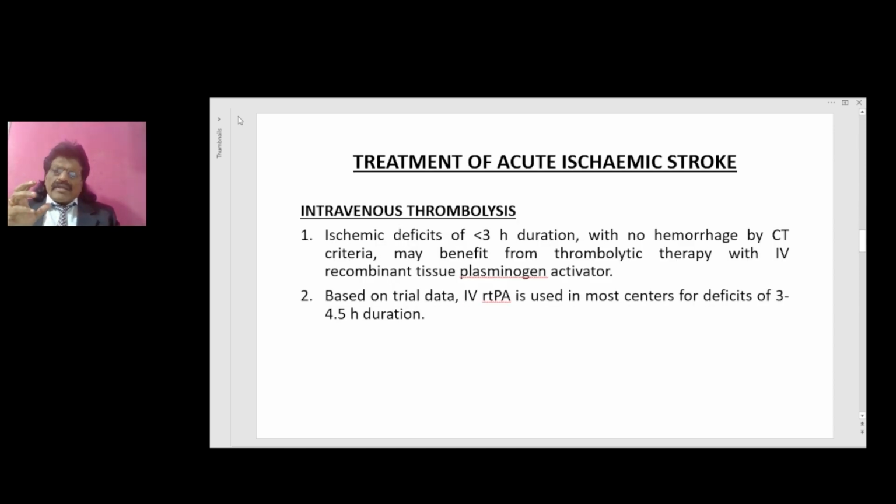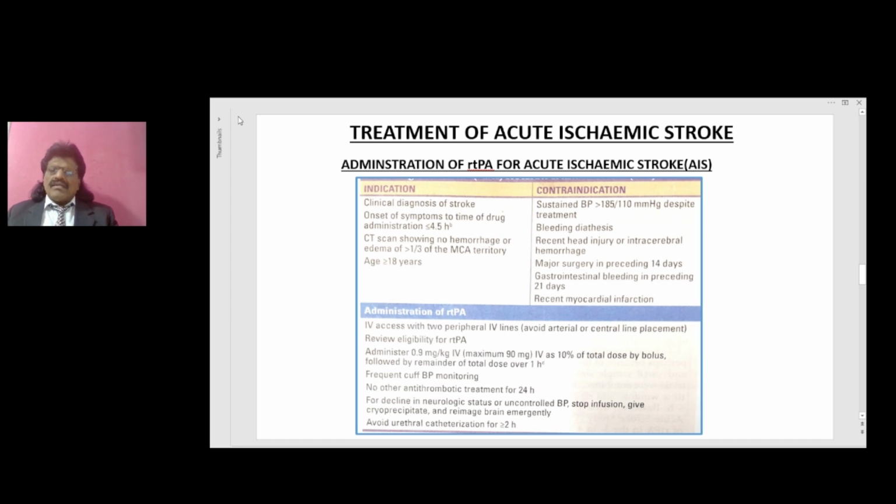Now let's talk about intravenous thrombolysis. Ischemic deficits of less than 3 hours duration with no hemorrhage by CT criteria may benefit from thrombolytic therapy with IV recombinant tissue plasminogen activator. Based on trial data, IV rTPA is used in most centers for deficits of even 3 to 4.5 hours duration. The administration of rTPA for acute ischemic stroke.